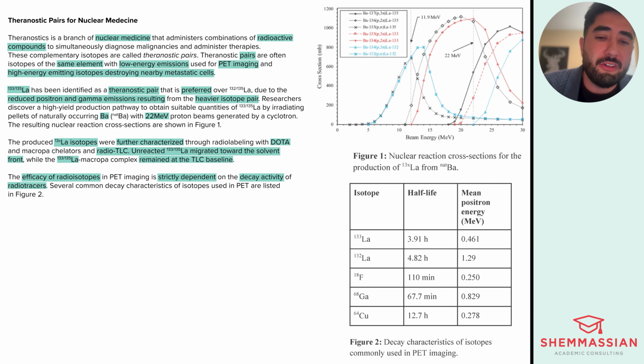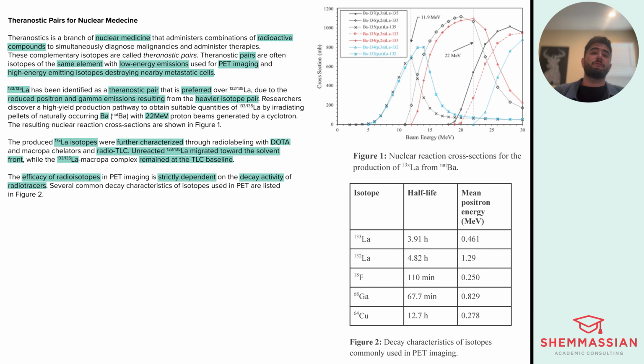Figure number 2's title is Decay Characteristics of Isotopes Commonly Used in PET Imaging. When we're looking at this table, you can see that again, there's a lot of variables here, right? We've got lanthanum 133, 132, fluorine, a bunch of different isotopes, half-lives, and mean positron energy. So there's a lot of different isotopes, a lot of different variables, a lot of different characteristics.